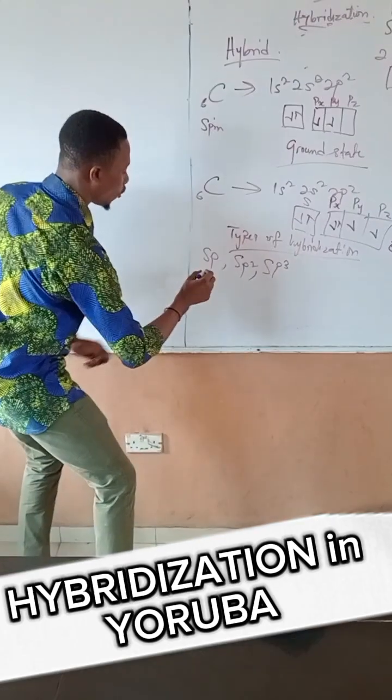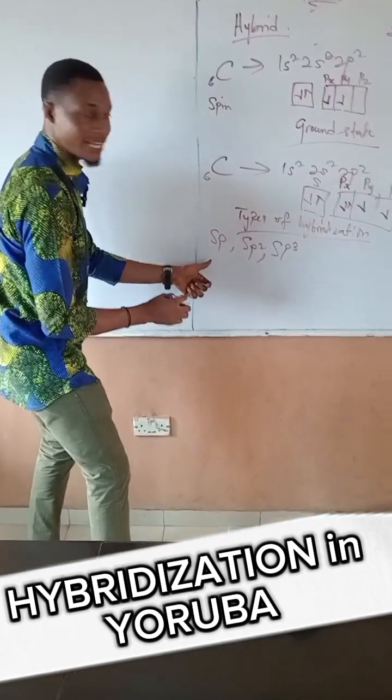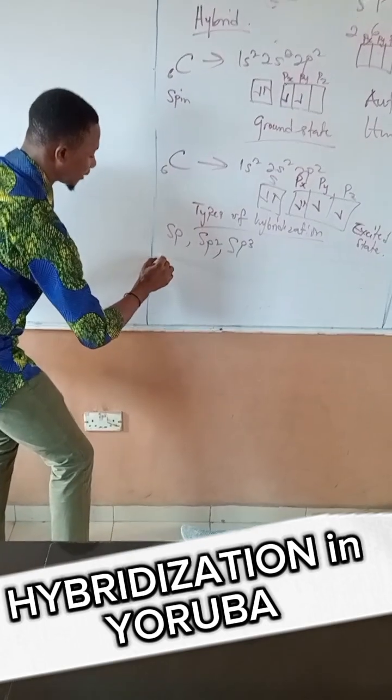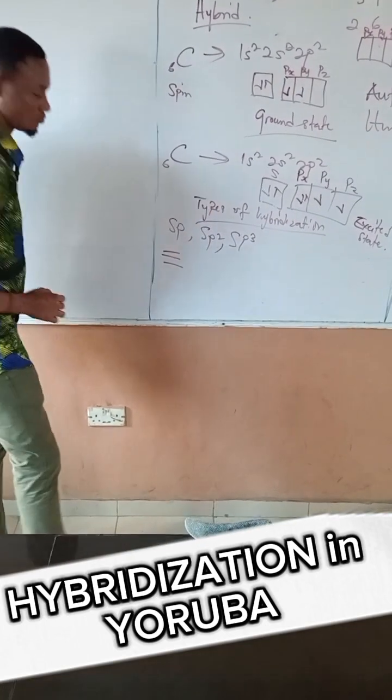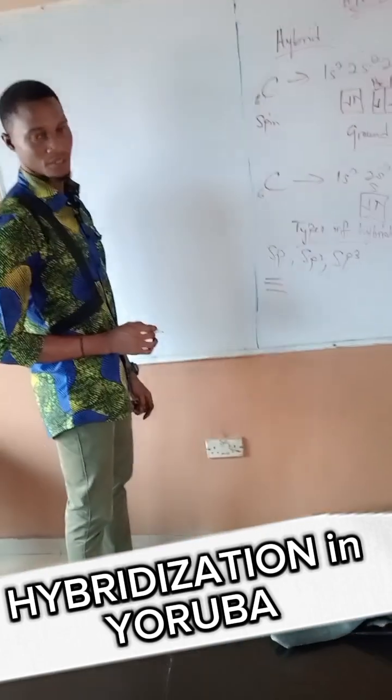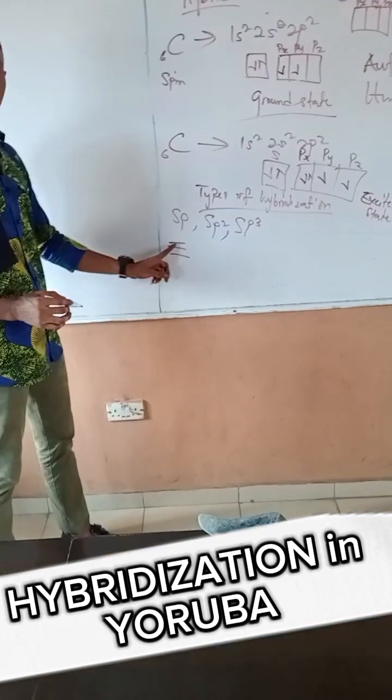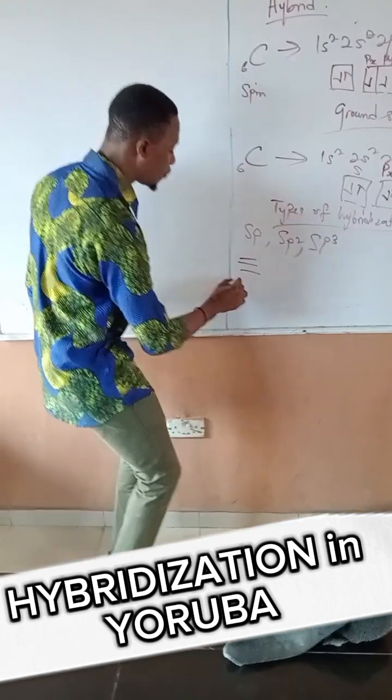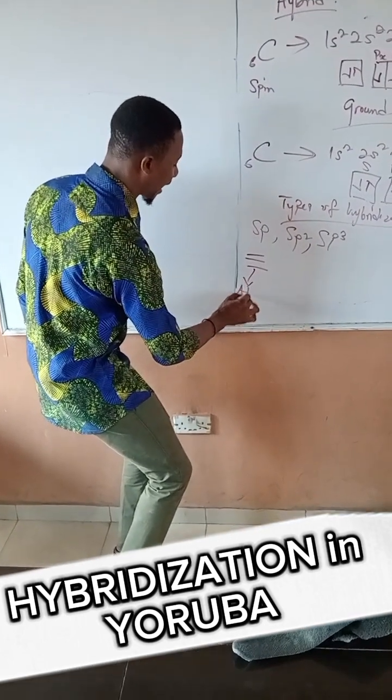So as it is, this sp hybridization needs to form a triple bond, a triple covalent bond. And people often see this as a triple covalent bond. Example: alkynes.